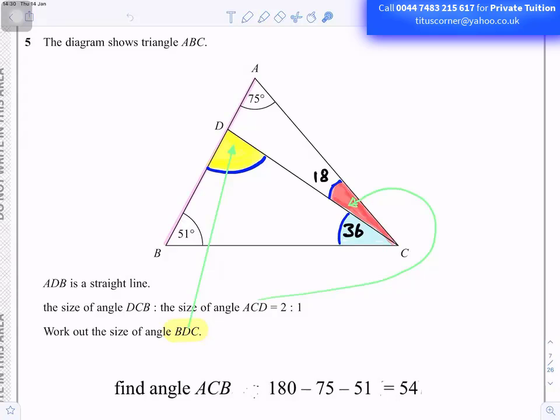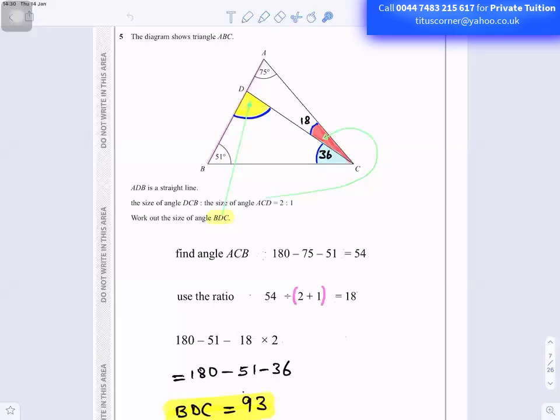So let's find the angle ACB. ACB is this angle I'm highlighting, the total angle ACB. The angles in the triangle add up to 180 degrees. So to get ACB, 180, take away 75 and take away 51. That gives you 54. So ACB is 54 degrees. And we want to share it between ACD and DCB, in the given ratio 2:1. So we'll do 2 plus 1. It gives you 3.